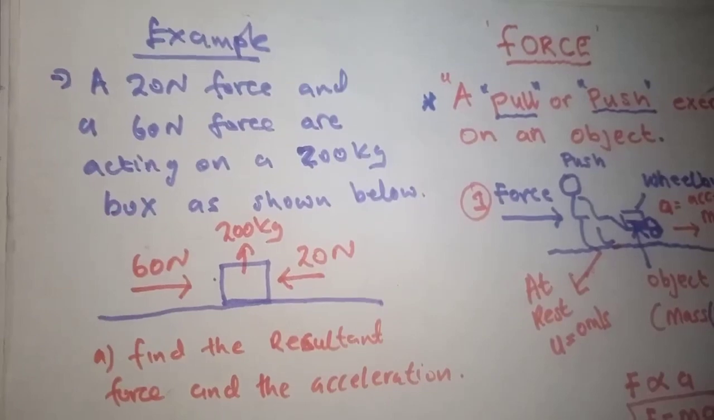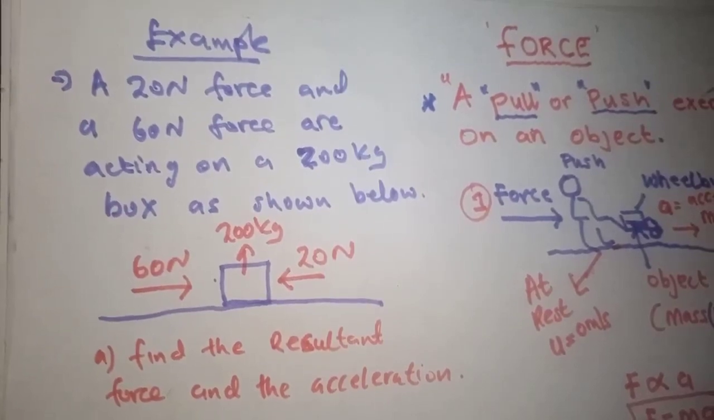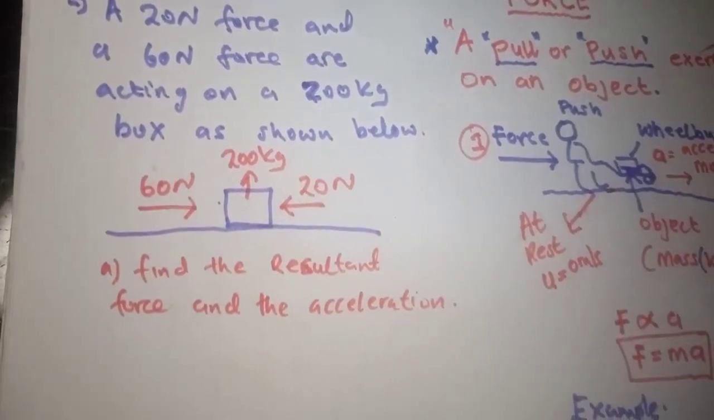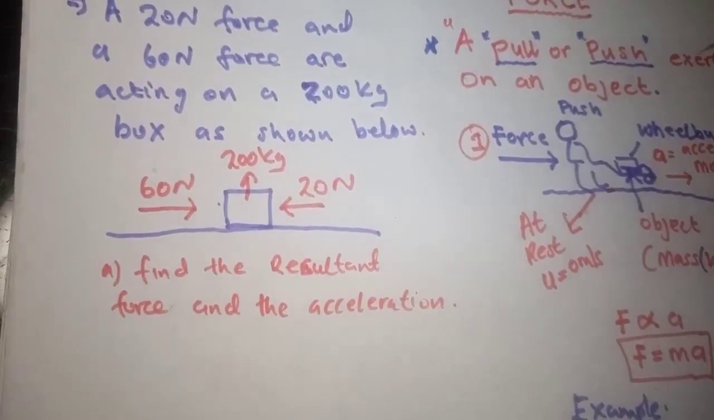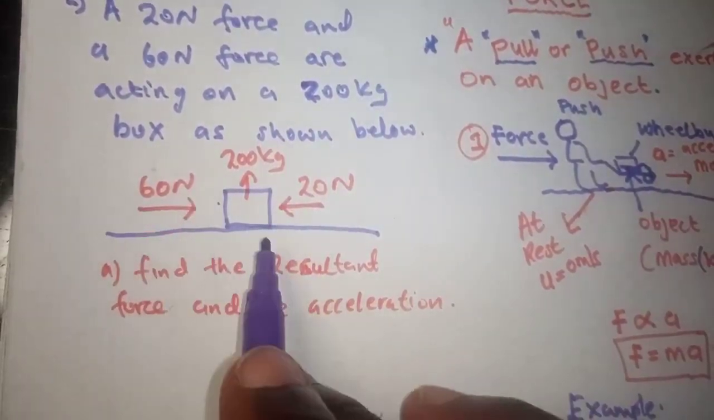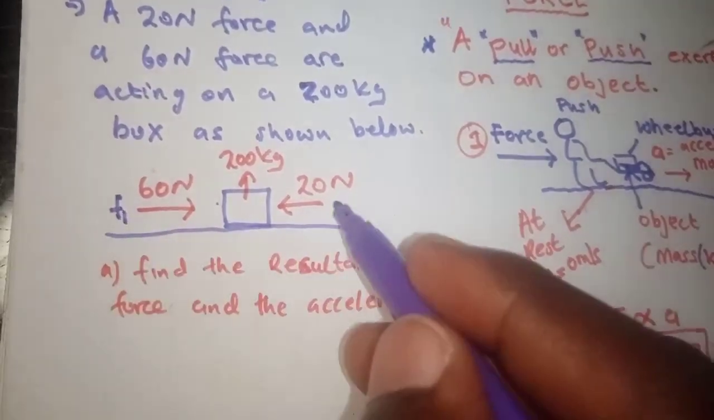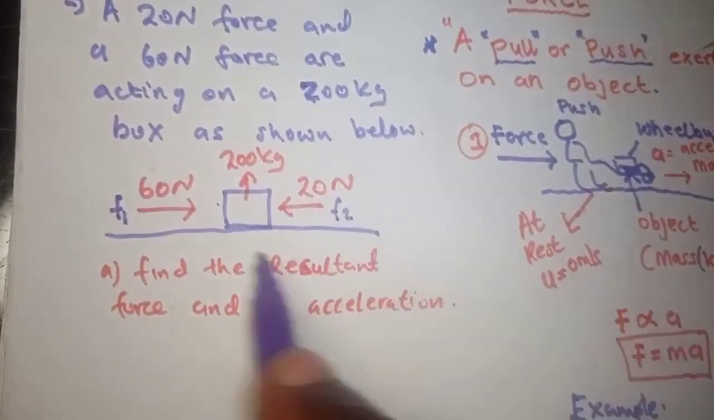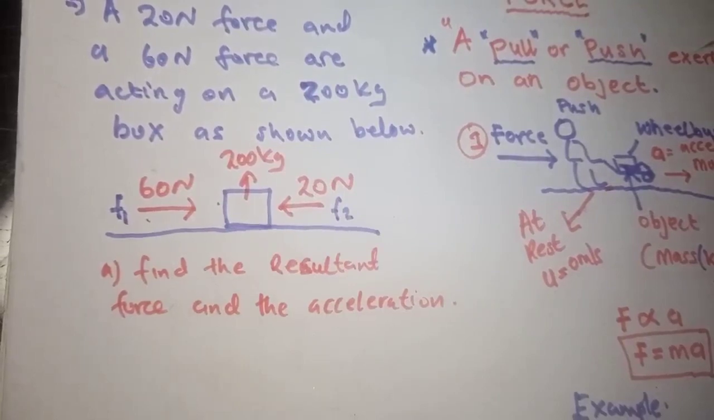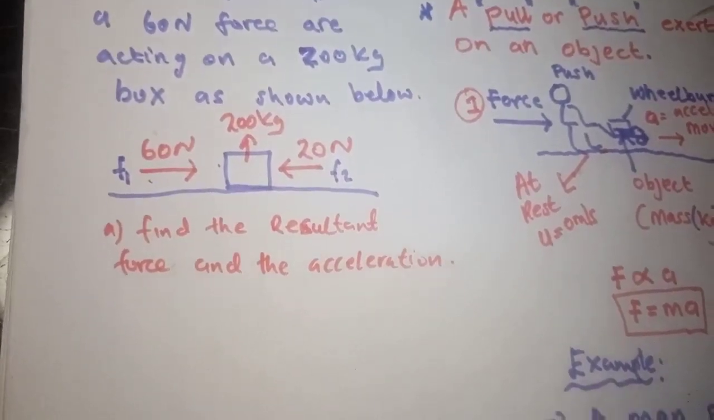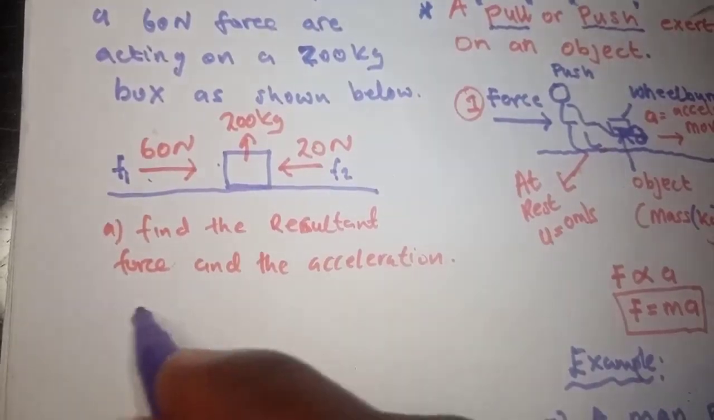Now we have a question. A 20 newton force and a 60 newton force are acting on a 200 kg box as shown below. Find the resultant force and the acceleration. You have this scenario here: we call this force 1 and this force 2, and both forces are acting on this object. Solution.